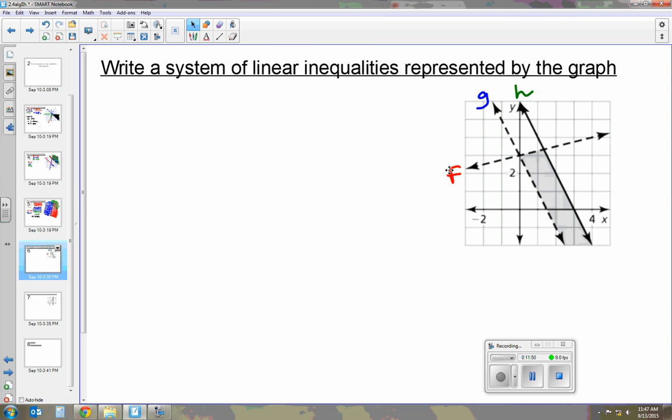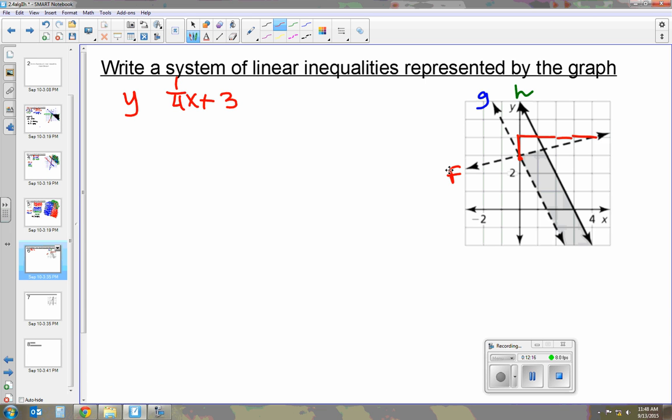Okay, so let's start with F. We're going to be writing this in slope-intercept form. If we look at this, the y-intercept is at 3, so we can write that down. And our slope, if we go from point to point, we rise 1 over 1, 2, 3, 4. So it's y equals 1/4 x plus 3.